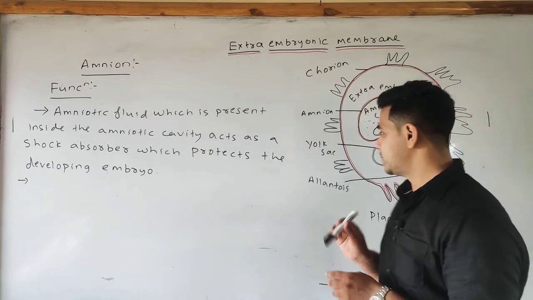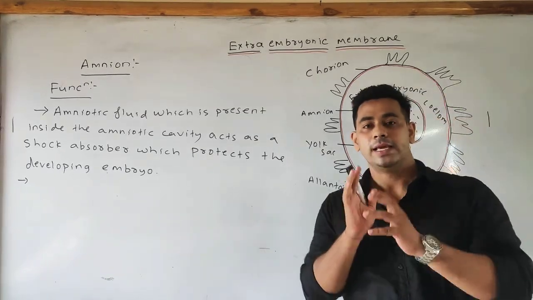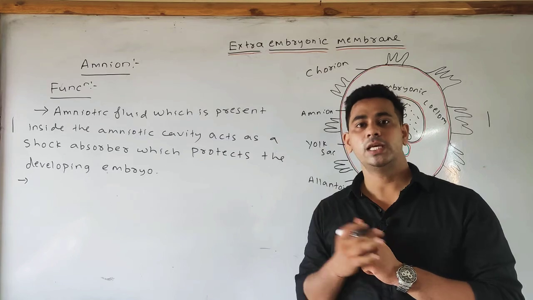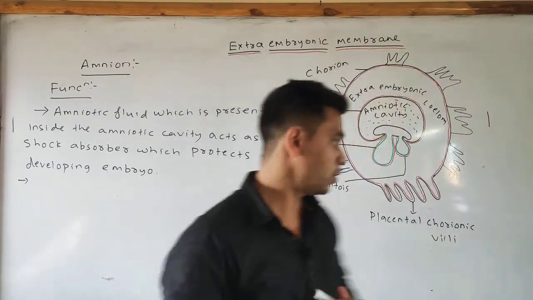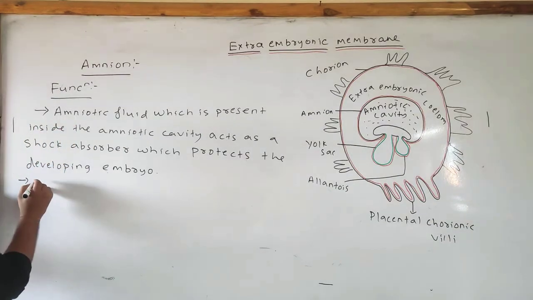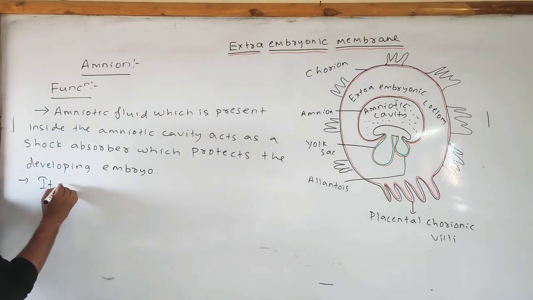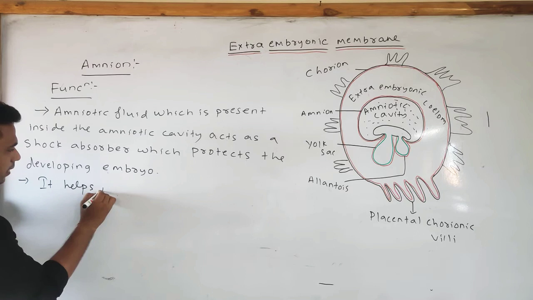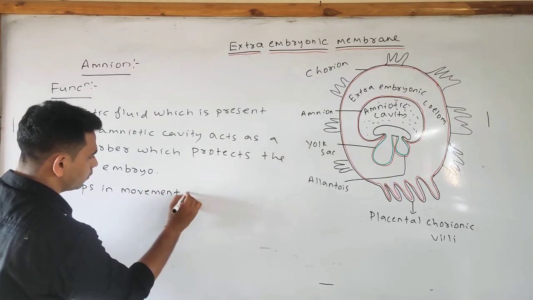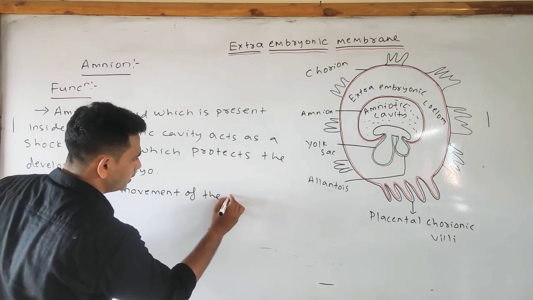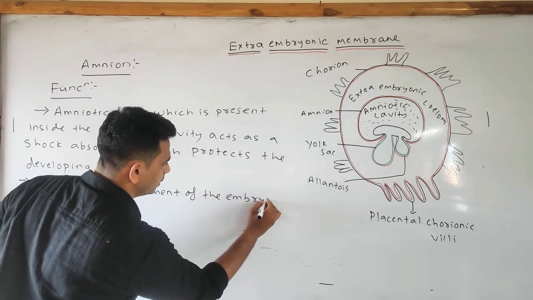As the embryo is present in the mother's womb, it can easily move with the help of the amnion or the amniotic fluid. So we can say the second point, it helps in the movement of the embryo, so that the embryo can easily be moved inside the mother's womb.